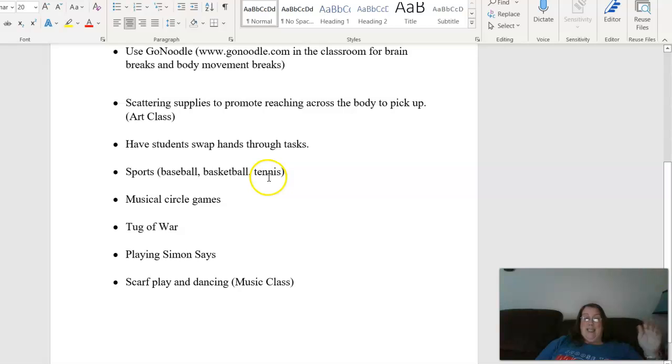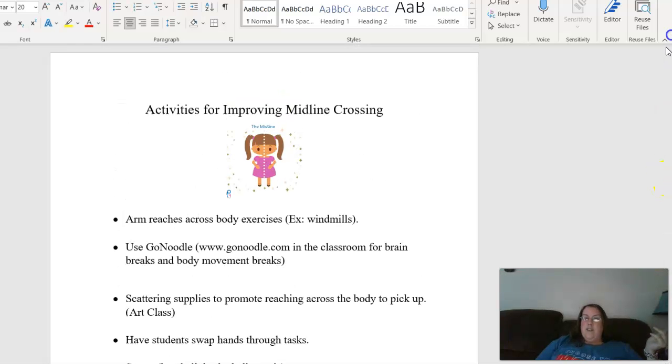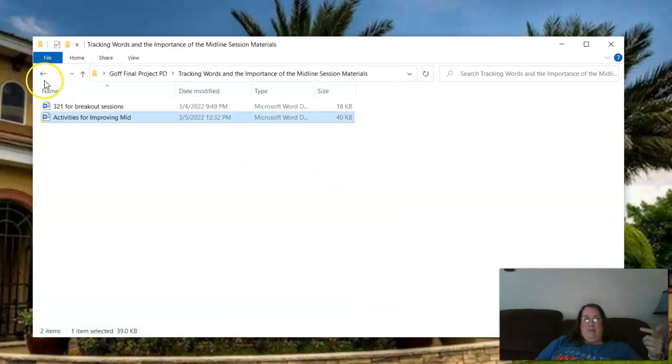Sports like baseball, tennis, and basketball: they're having to cross their midlines to use the ball and to pass and things like that. In music class, they can do scarf dancing, so their hand is going up and down and around. Tug of war, playing Simon Says, all those different things you can do in PE, art class, and music class can help students learn how to cross their midline, and that will help improve their ability to also track words for reading intervention.